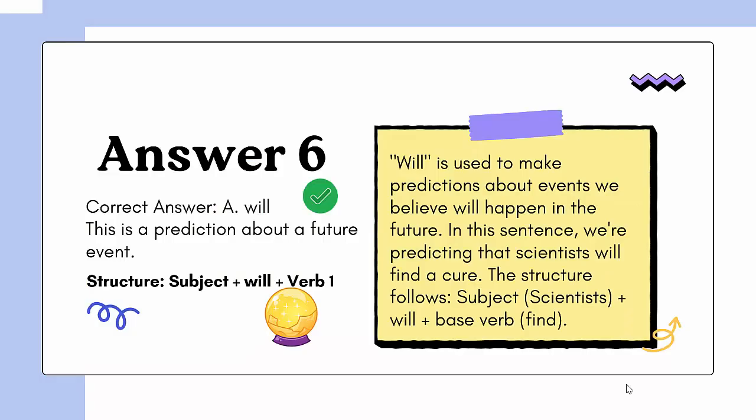The answer is A. Will. This is a prediction about a future event. Structure: subject plus will plus verb 1. Explanation: will is used to make predictions about events we believe will happen in the future. In the sentence, we are predicting that scientists will find a cure. The structure follows subject, scientists, plus will plus base verb, find.